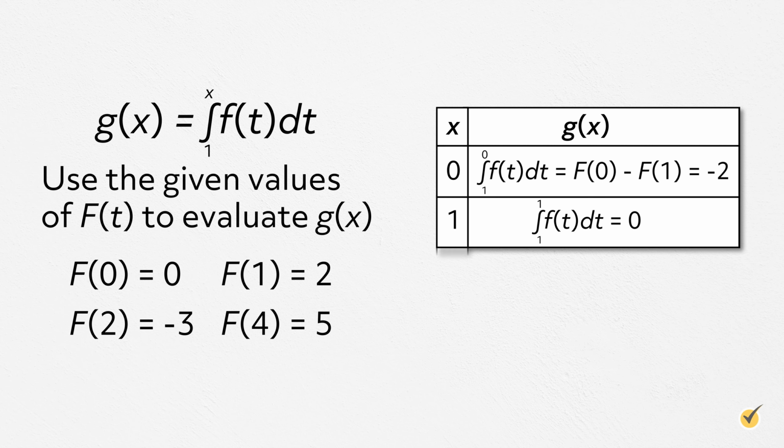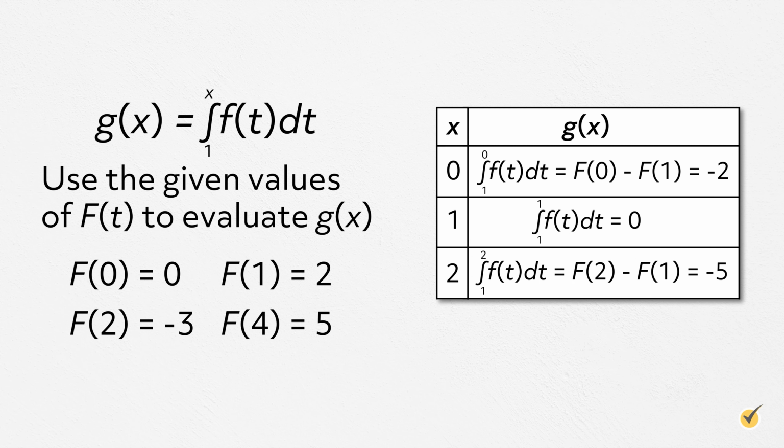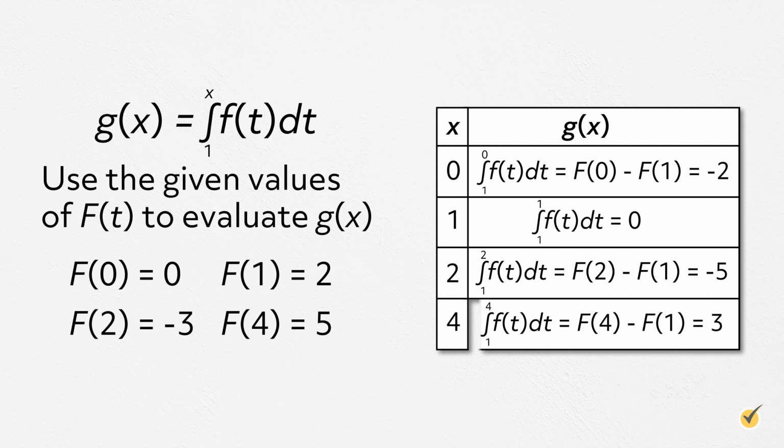If we plug in x equals 2, for g of x we get the integral from 1 to 2 of f of t dt, which equals big F of 2 minus big F of 1, which is negative 3 minus 2, which gives us negative 5. And if we plug in x equals 4, then for g of x we get the integral from 1 to 4 of f of t dt, which is equal to big F of 4 minus big F of 1, which is equal to 5 minus 2, which gives us 3.